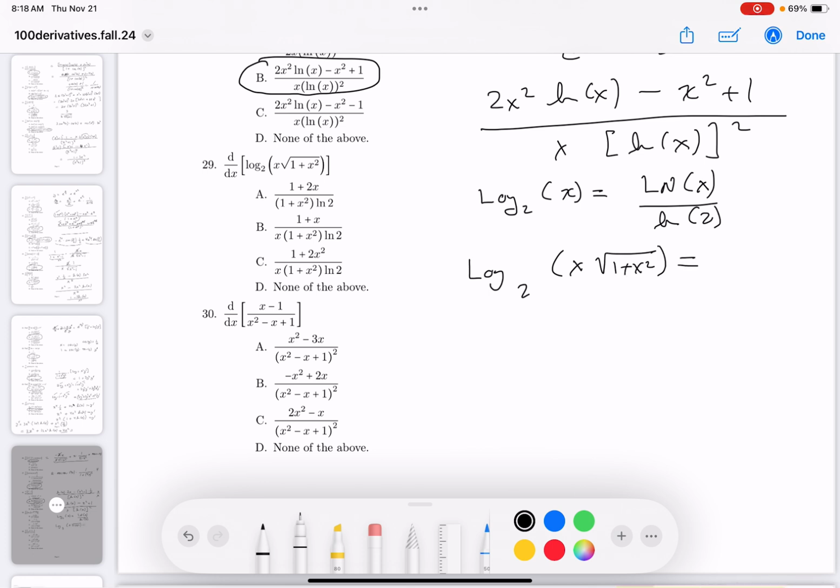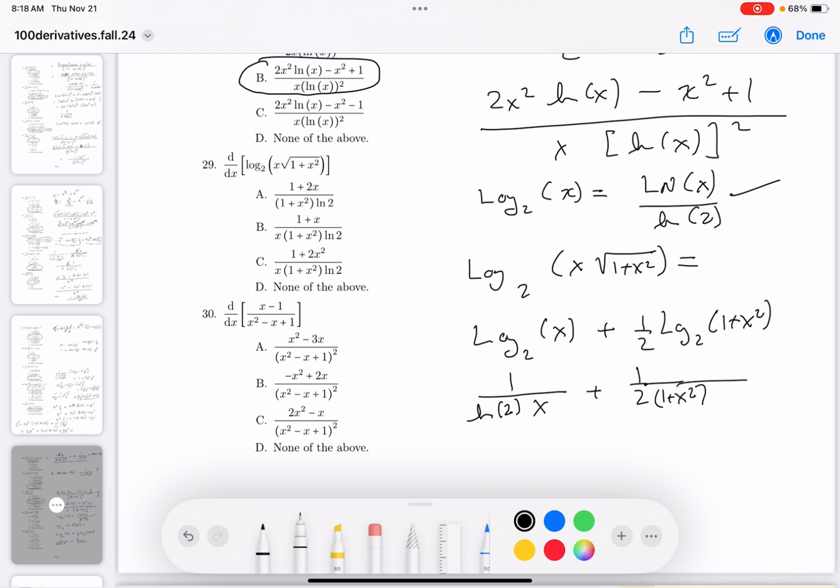Well, I'm going to use rules of logs first of all. So it's going to be log 2x plus 1/2 log 2, 1 plus x squared. All right, I'm going to take its derivative now. And the way I'm doing that, really I'm taking a derivative of natural log. So it's going to be 1 over x, but I'm going to put an ln 2 over here. Plus 1/2. Derivative of natural log is 1 over x squared, right? But I still got to put an ln 2 over here. And chain rule, I got to put 2x over here.